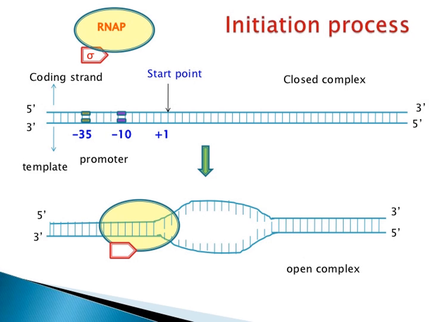This is called the initiation complex. Here you have to note down the complex. Before the binding of the RNA polymerase, the DNA is present in a closed complex. After the binding, it will open and form a bubble. So this is called the open complex.